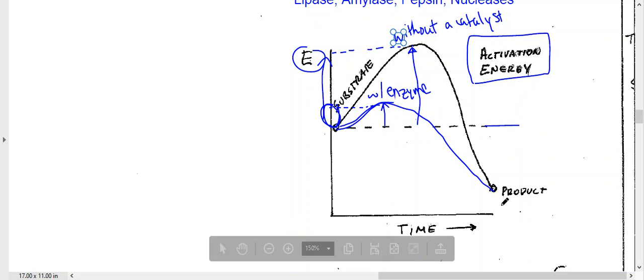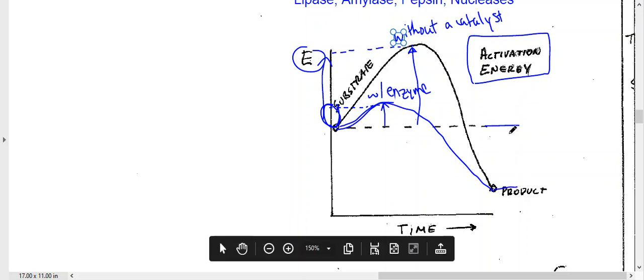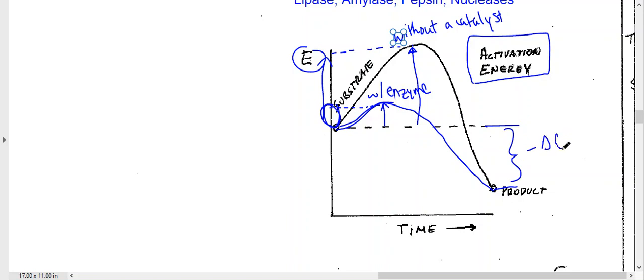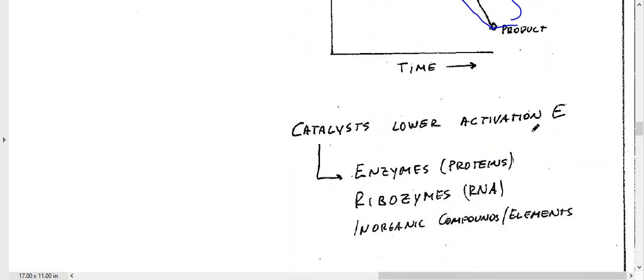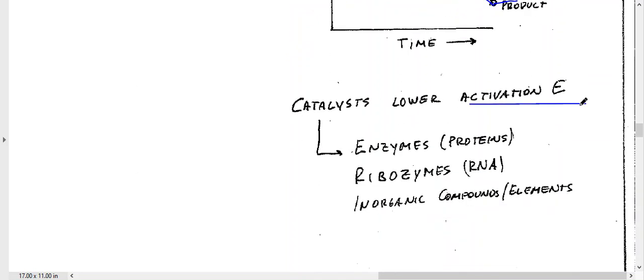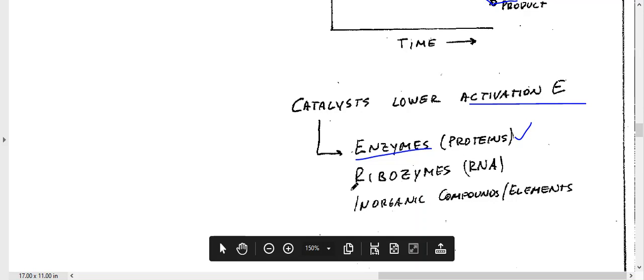In this drawing, the products have a lower energy, so let's go ahead and just review that really quick. In this case, this is a negative change in free energy, negative delta G. So catalysts are going to lower the activation energy. We've gone over some enzymes. Those are going to be proteins. There are also ribozymes that can serve as catalysts. Those are going to be made of RNA. So not all catalysts are enzymes. Some are actually made of RNA. These are called ribozymes.